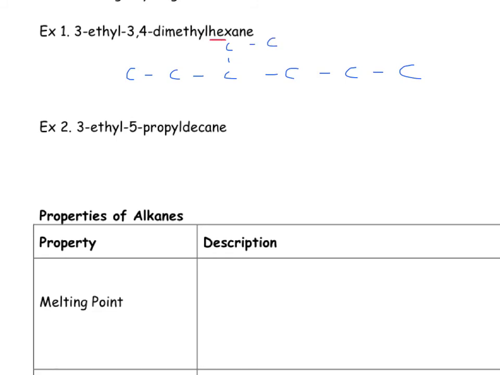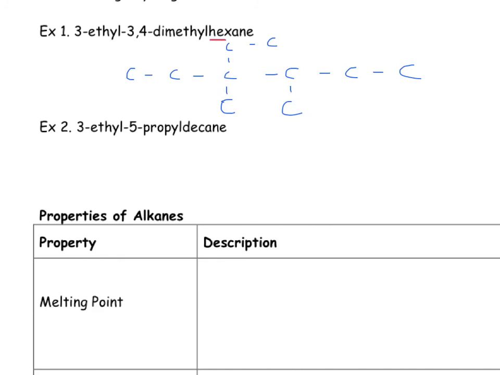Now, also on carbon number 3, I need a methyl group, which is 1 carbon long. And on carbon 4, I need a methyl group. Now remember from our last lesson, because of bond rotation, it doesn't matter if I draw the methyl going down or up or the ethyl going down or up. Same on this one. Any orientation works.